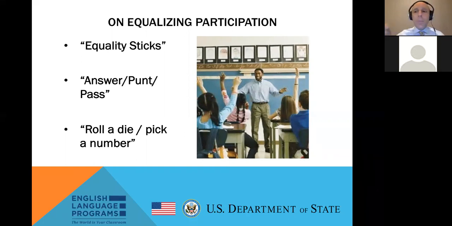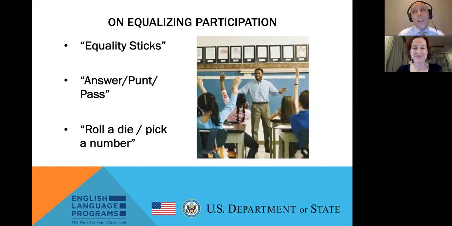So let's say you pull a popsicle stick and it has Trisha's name on it. I'm going to ask Trisha a question, but then I can say, Trisha, if you want, you can answer the question right now. You can punt. That means if you want, you can ask for some thinking time, and then I'll come back to you in a few minutes. Or you can pass.